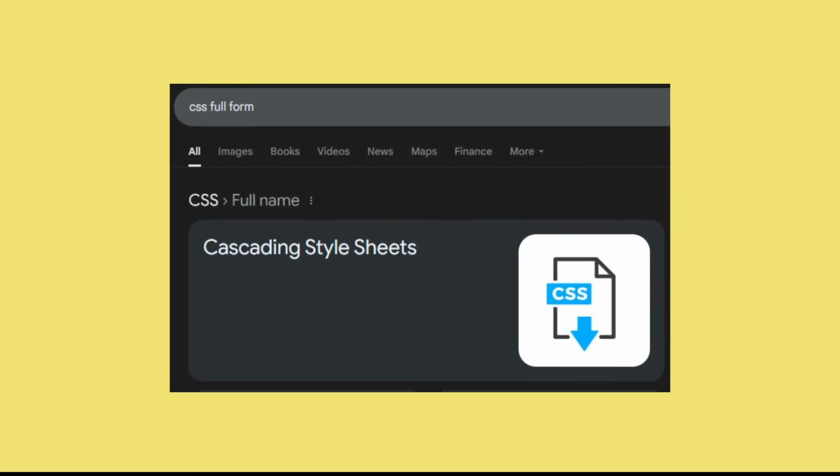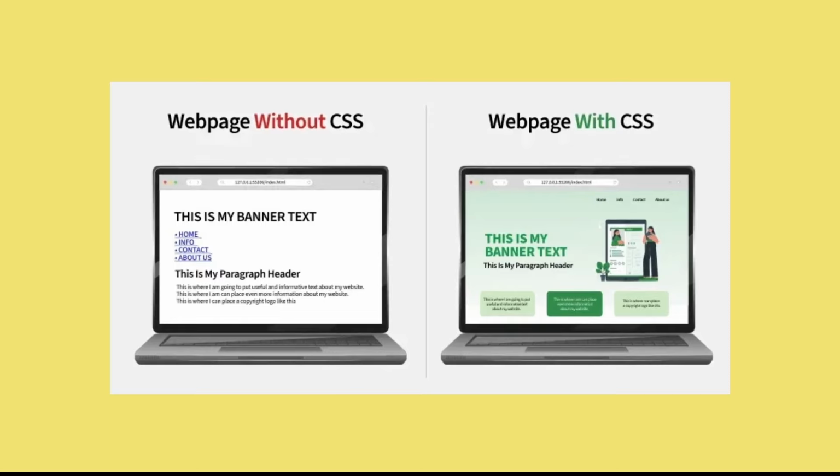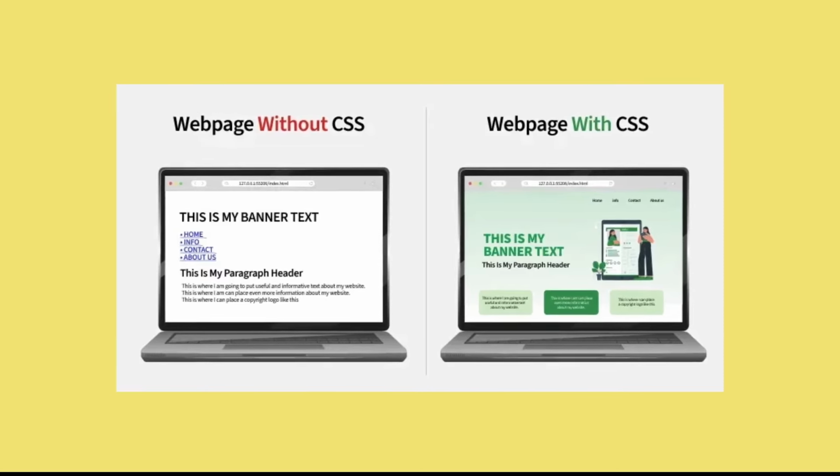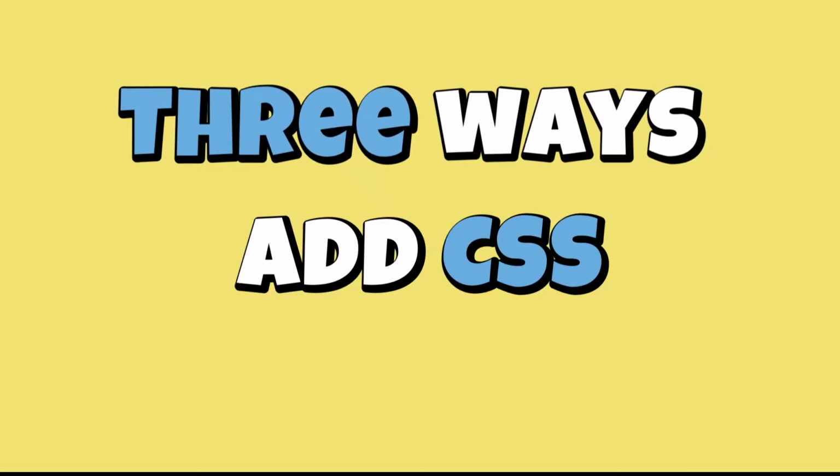Let's first understand what CSS is. CSS stands for Cascading Style Sheets. It's what makes websites colorful, clean, and professional. Without CSS, everything would look plain and boring. With that said, there are three ways to add CSS to your web page.